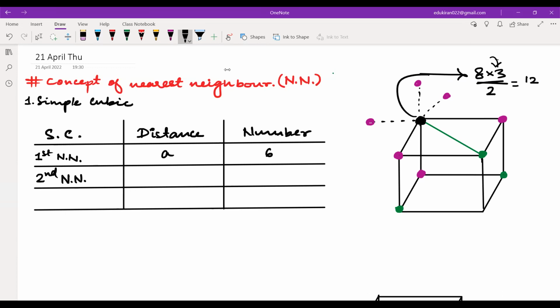नहीं किसी को देखना, चलिए. Moving on. Second nearest neighbor, the distance will be a root 2 because it is face diagonal. The number will be 12. Then we have third nearest neighbor.